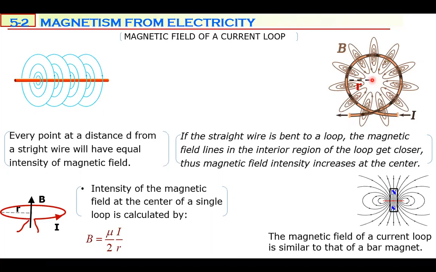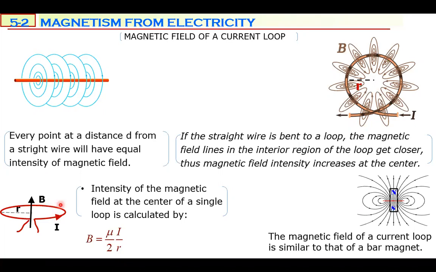So the intensity of the magnetic field at the center of a single loop is calculated by the equation mu I over 2r. You only remove pi. Pi is not included in this equation compared to the straight wire. Instead of d, you are going to write r. Why? Because the wire is at a distance of r from the center. So you get the equation mu I over 2r for a single current loop.